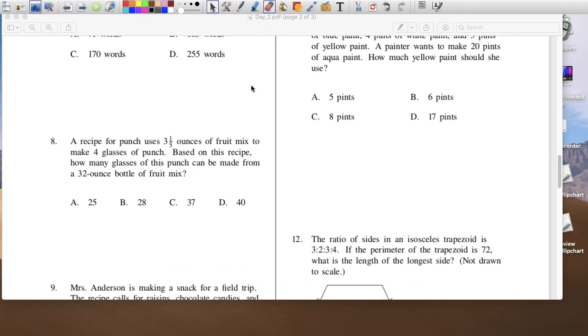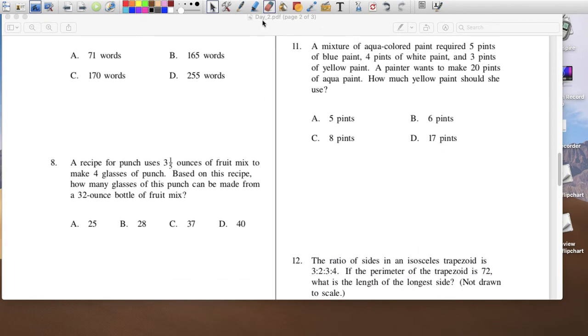Eight, a recipe for, let me do 11. A glass of aqua color paint requires 5 pints of blue, 4 white, and 3 yellow. A painter wants to make 20 pints of aqua paint. How much yellow paint should he use? So it's a ratio of 5 to 4 to 3.